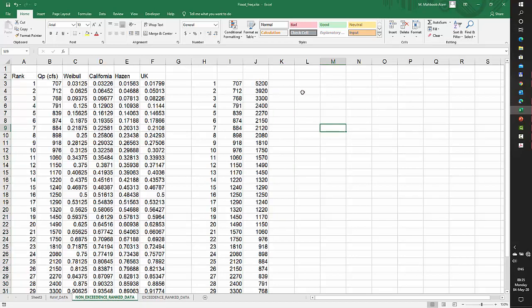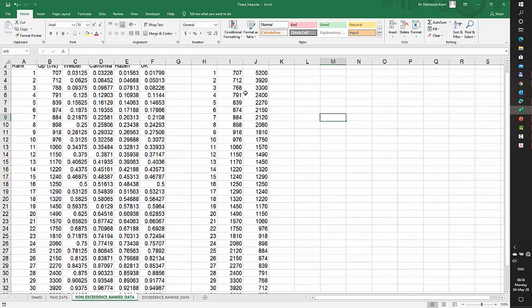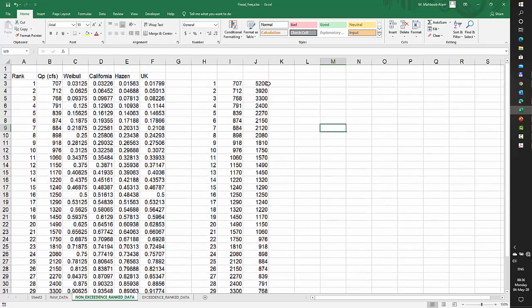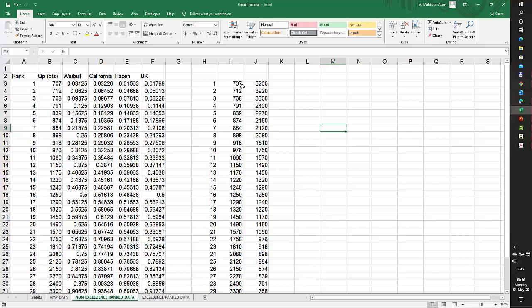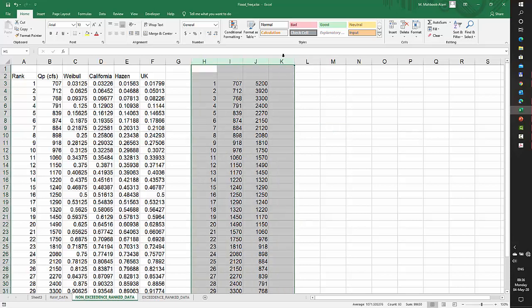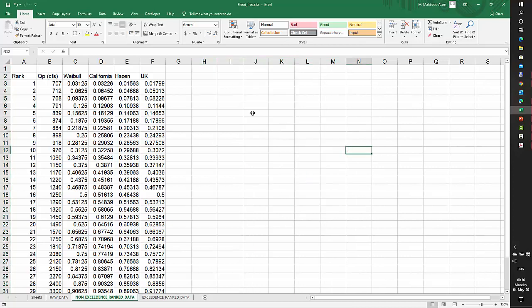So depending upon what we are going to do, the rank tells us its position in comparison with all the other values. 5200 cubic feet per second has the first rank when we are looking at the highest discharges, and if we are looking at the smallest ones in ascending order, then 707 would have the first rank. I just deleted these values. This is the first step that I did: copying it from there, pasting it here, then sorting it in ascending order.